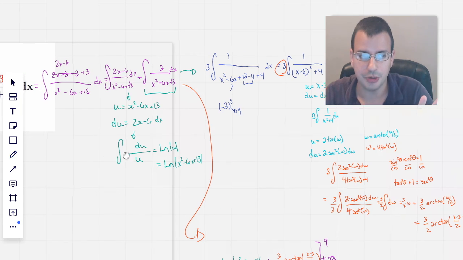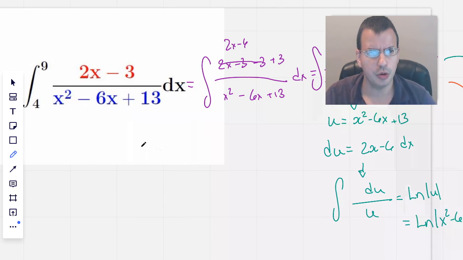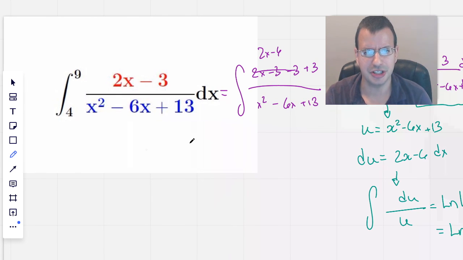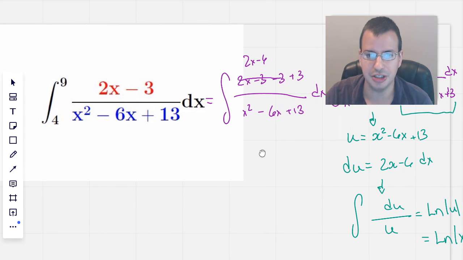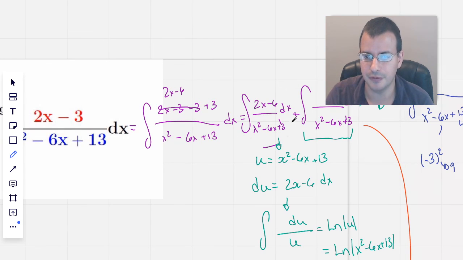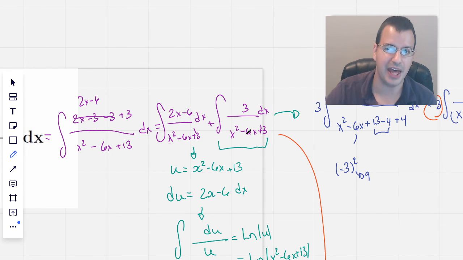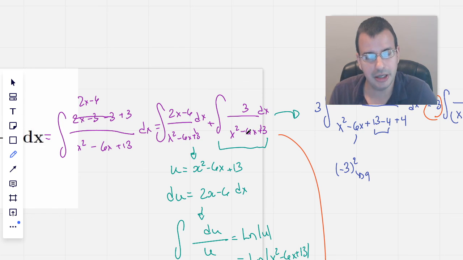So that's how I would approach this problem. This one's pretty challenging. I didn't really know where to go when I started, so I just fumbled around. First thing I did was break this top part up into something that I could do u substitution on, which gave me this first integral. I was then left with a second integral that did not have an x up top, but had an x squared on the bottom. That's like, well, okay, maybe a trig substitution would work.